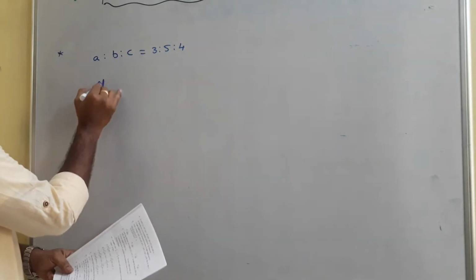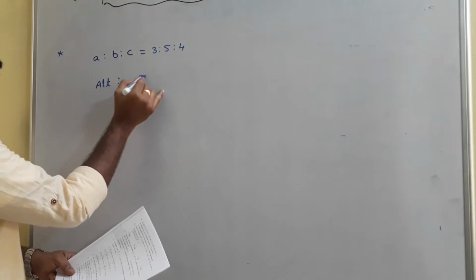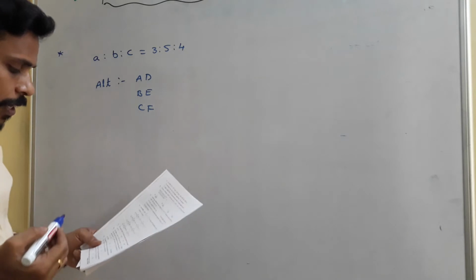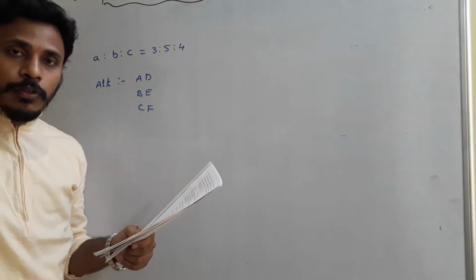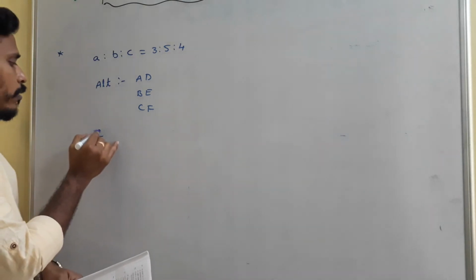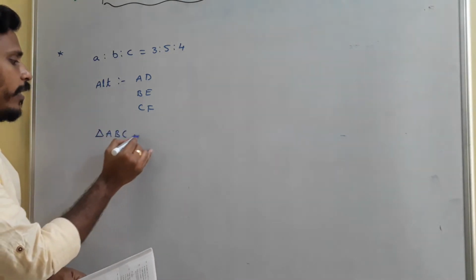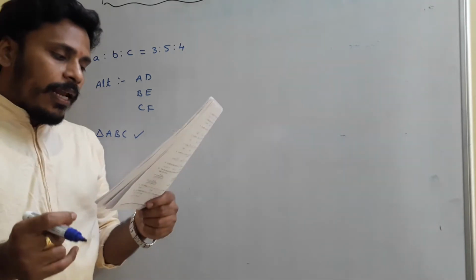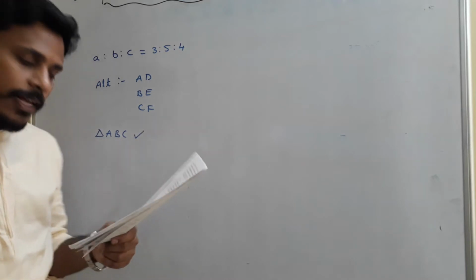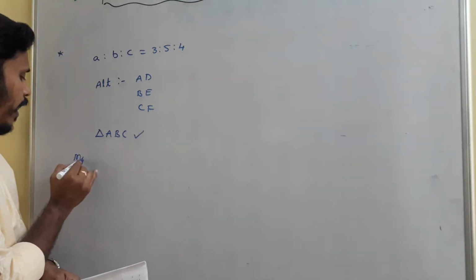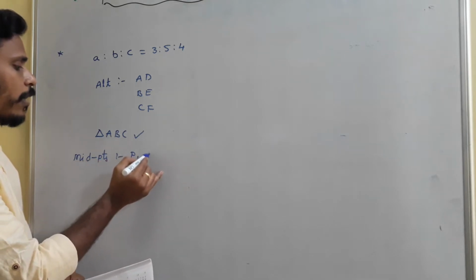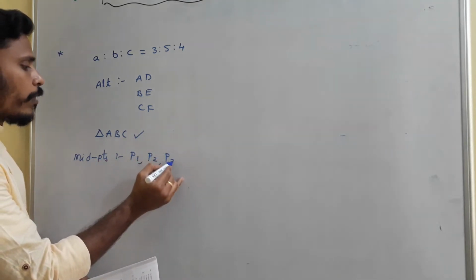So as per the problem, altitudes are involved, and those altitudes are AD, BE, CF. Since the notations are completely in terms of small a, small b, small c and AB, BC, CA, the problem is related to triangle ABC. And then let the midpoints of the sides BC, CA, AB be given as P1, P2, P3.